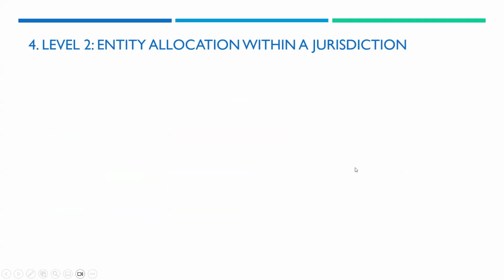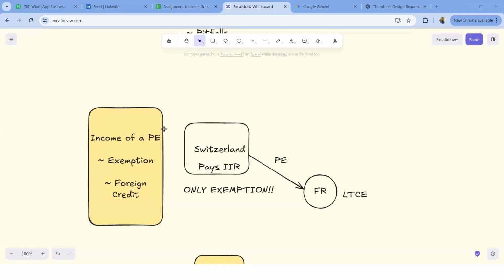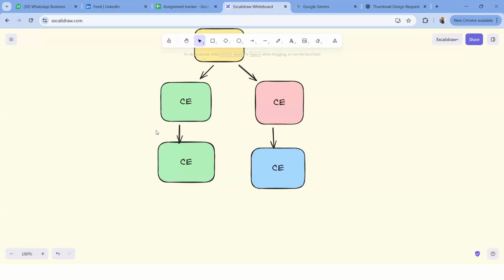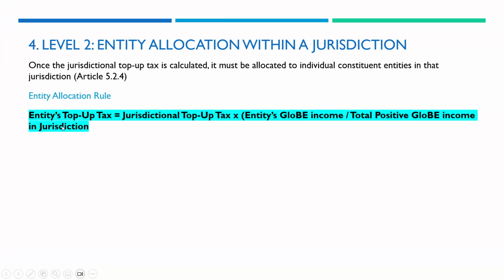The next level is, first we are calculating what is a top-up tax for a jurisdiction, and then we have to allocate within the entities, right? Once the top-up tax is calculated, it must be allocated to individual constituent entities. In this example, this is the jurisdictional top-up tax that we calculated. Now, how do I distribute it to the other two? So there is an entity allocation rule.